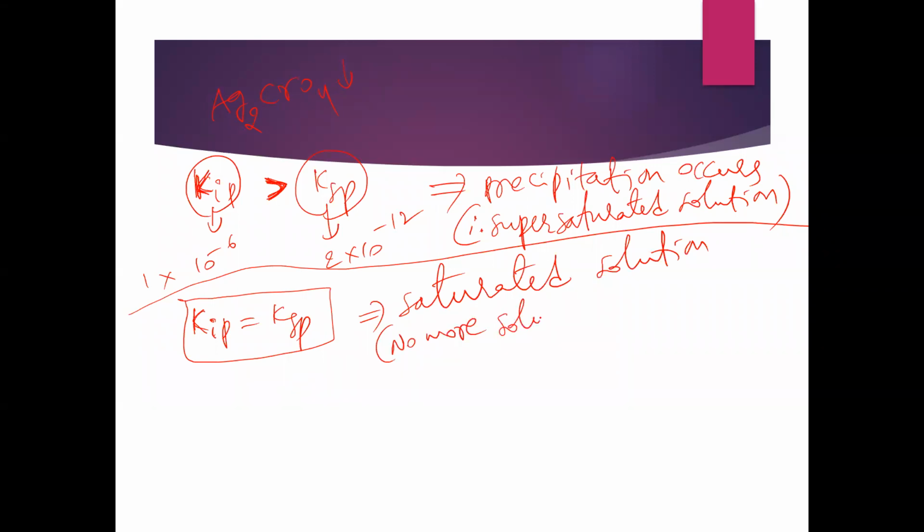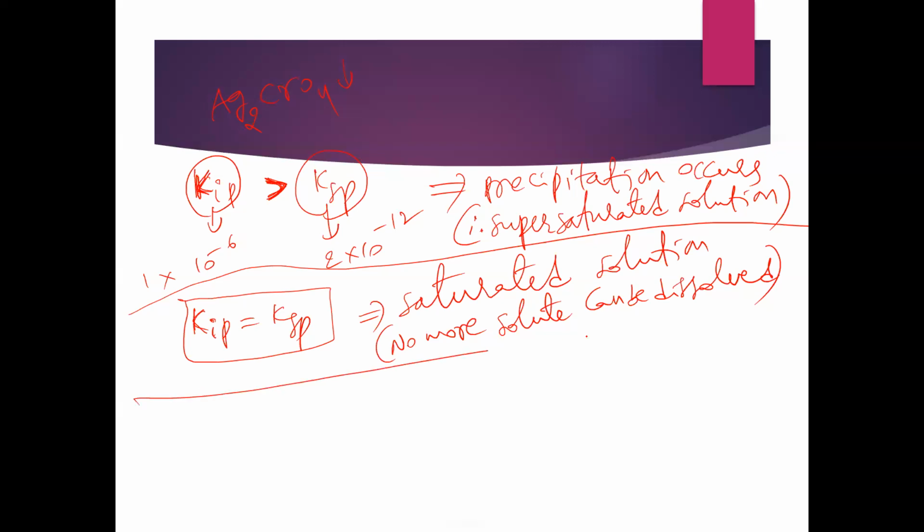No more solute can be dissolved. That means whatever is required, that much is dissolved. So no more solute can be dissolved here, meaning we cannot dissolve more amount of solute in this. Now the solution formed is a saturated solution. When will it form? If the ionic product value is equal to the solubility product.